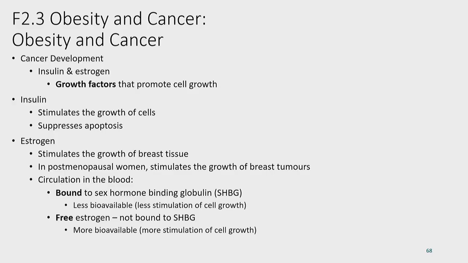So estrogen circulates in the blood in two forms. One form is bound to a protein called sex hormone binding globulin, and in this form, estrogen is less bioavailable, and that is less able to actually stimulate cell growth. Estrogen can also appear in the blood in free form, where it's more bioavailable and more able to actually stimulate cell growth.